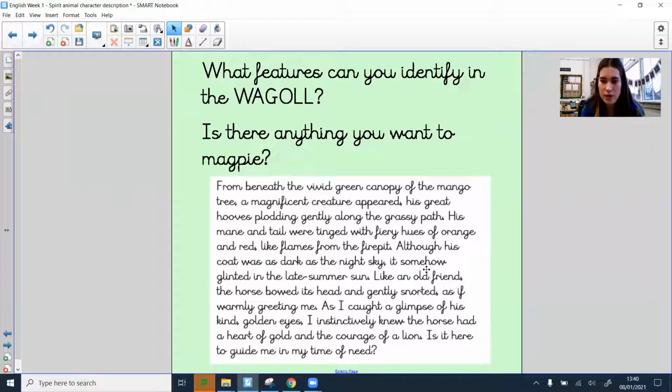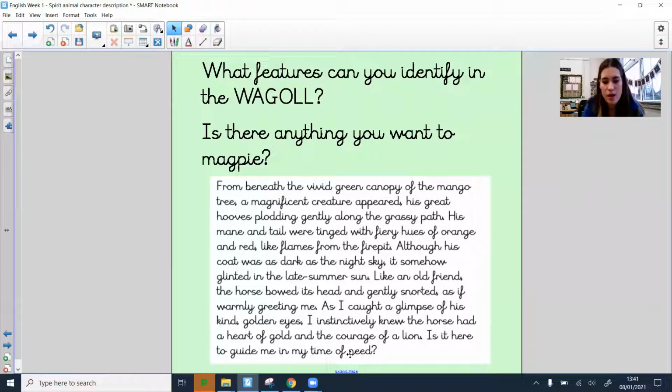If I caught a glimpse of his kind golden eyes, I instinctively knew the horse had a heart of gold and the courage of a lion. Now again, I've got a subordinate clause here because I'm starting with a subordinating conjunction. And I also have two metaphors. Now, metaphors are slightly different to similes because they say something different to the literal meaning. If those words all sounded like gobbledygook, do not panic because we are going to look more at what this means in just a few minutes. So heart of gold is a metaphor because the horse doesn't actually have a heart of gold, okay, but we are saying we think it's very kind.